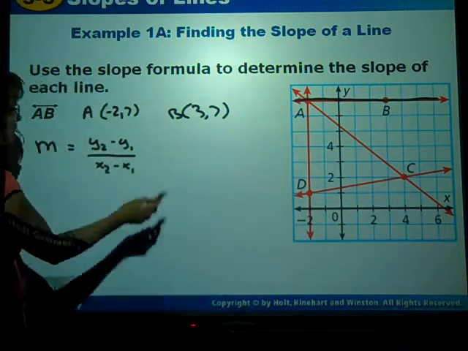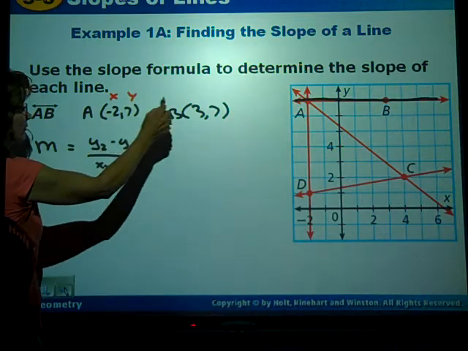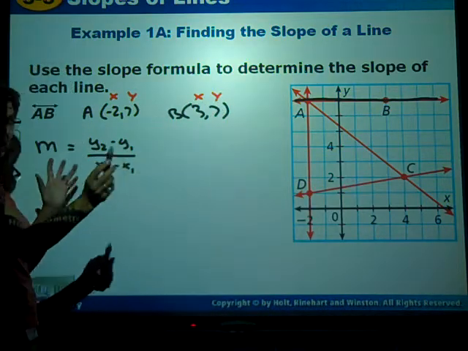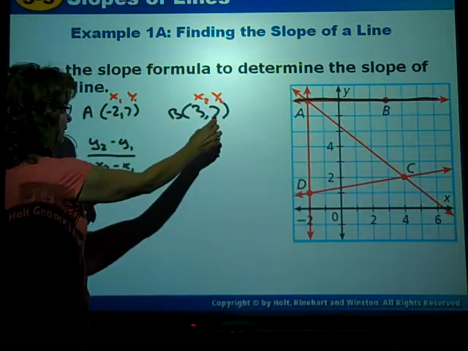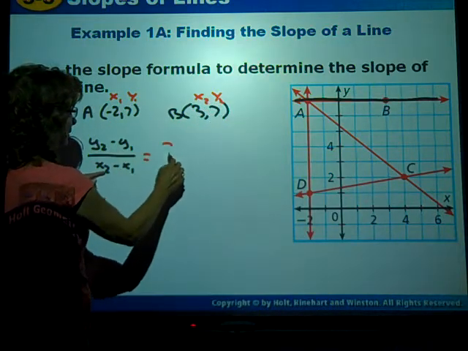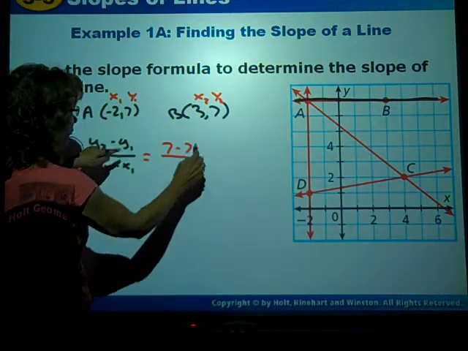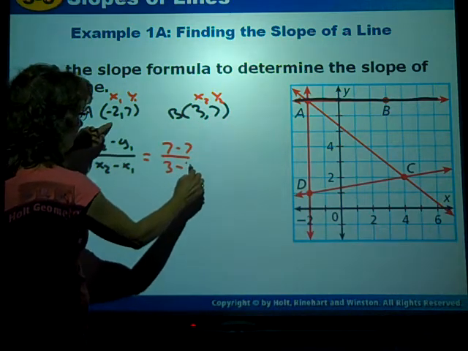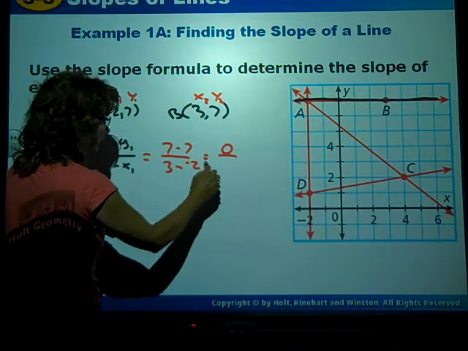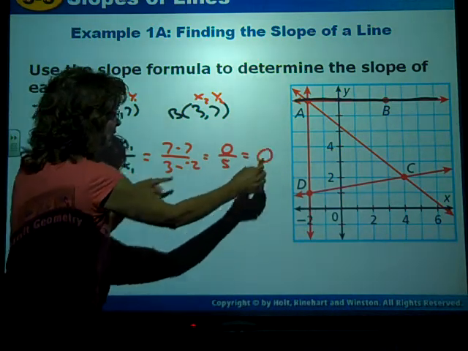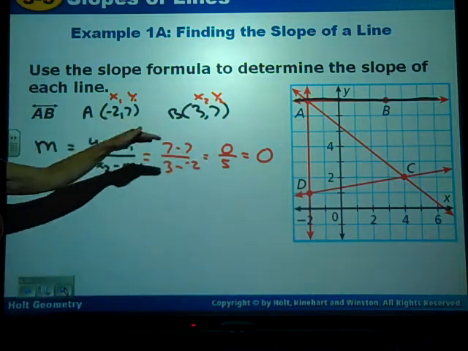And I just think, okay, here's my first point. And I just label them x, y, sub 1, sub 2. 7 minus this 7 over 3 minus this -2. Well, anytime you've got 7 minus 7, you got 0. The denominator is going to be 5. 0 over any number is 0. So that's got a slope of 0.